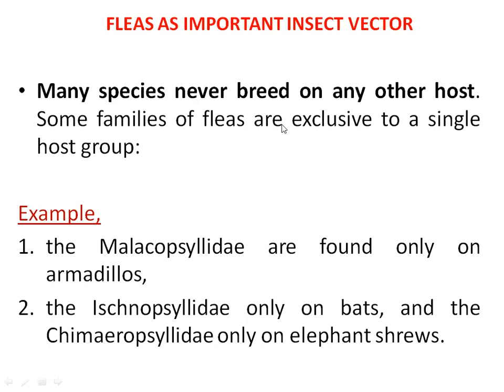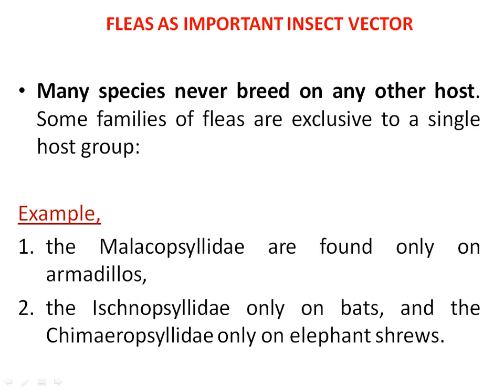Some families of fleas are exclusive to a single host group, not the closely related ones. Only a particular species of host, on that only they will survive. For example, the family Malacopsyllidae is found only on armadillos.